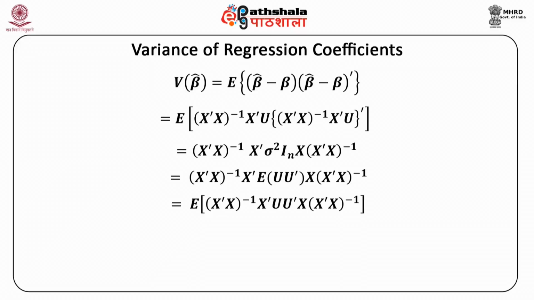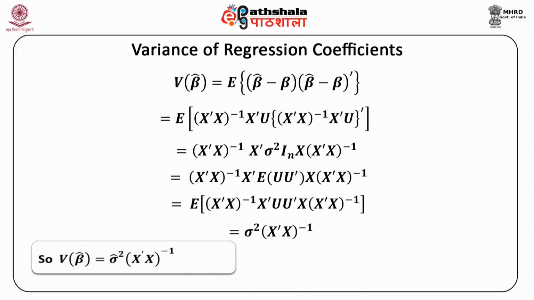Now taking sigma square out, we get sigma square into (X prime X) inverse, because I on multiplication between X prime and X gives us X prime X, which is cancelled out with one of the inverse values. So finally, we get the variance of beta hat to be equal to sigma square into (X prime X) inverse. Now, the unbiased estimator of sigma square is given by sigma hat square equal to U hat prime U hat upon n minus k.